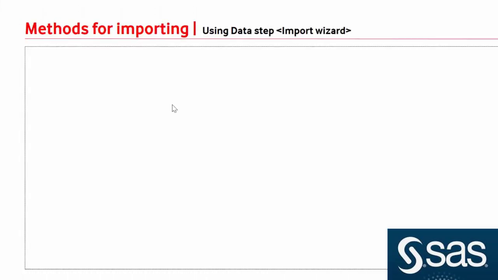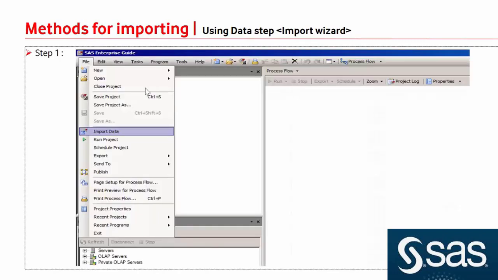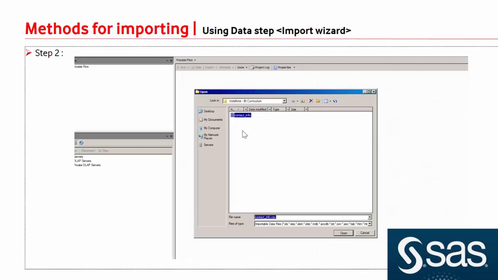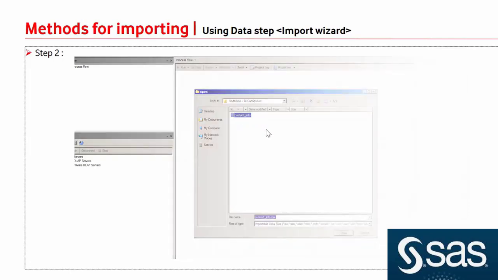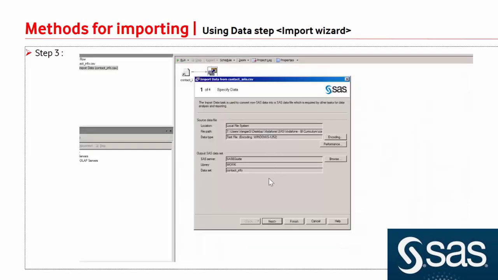Methods for importing. Using data step import wizard, which is the most common method. Go to file icon and then click on import data. Then select the input data to be imported. Here, contact info. Here, do not touch source data file options. In output SAS dataset, select in which server library you want to store the imported data and give the name of your choice, aligning to the SAS name rules.